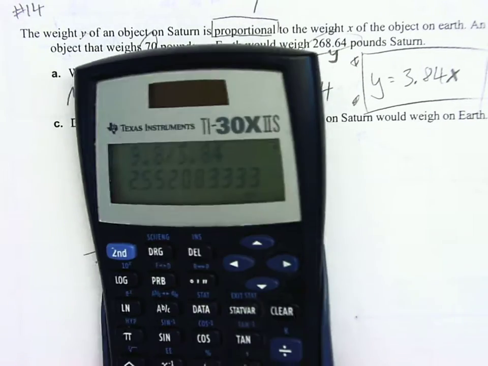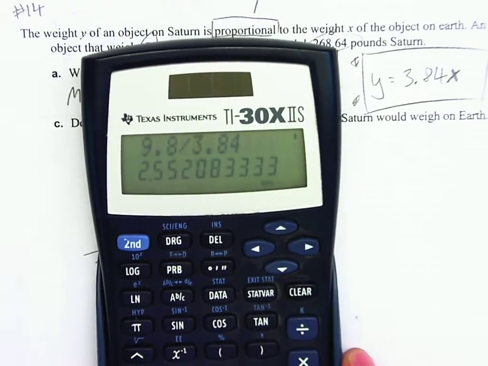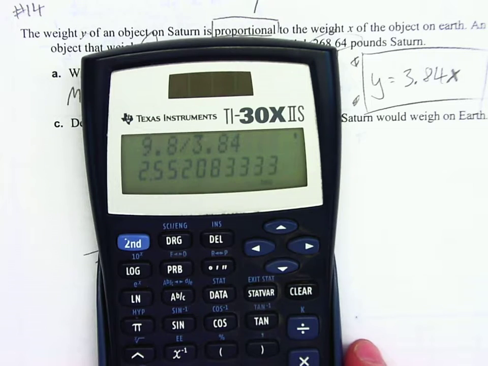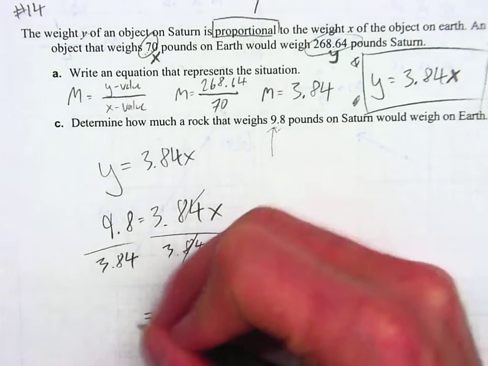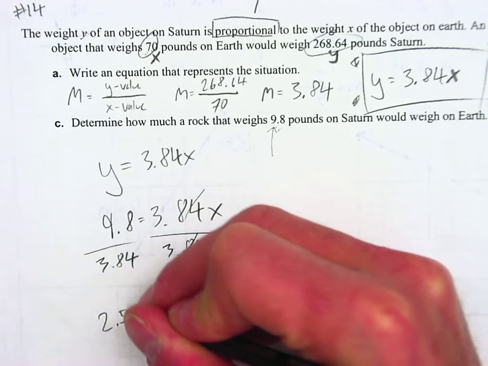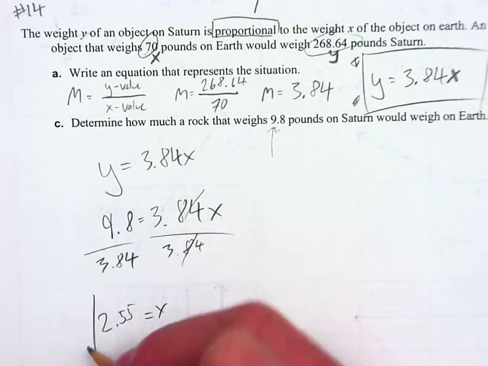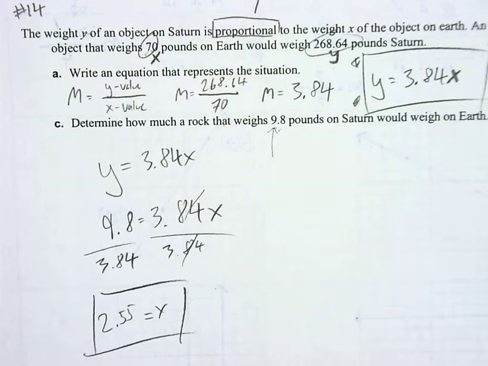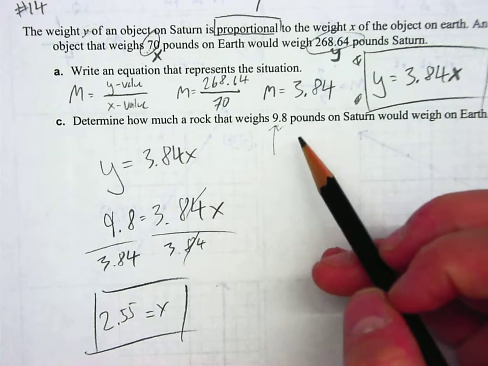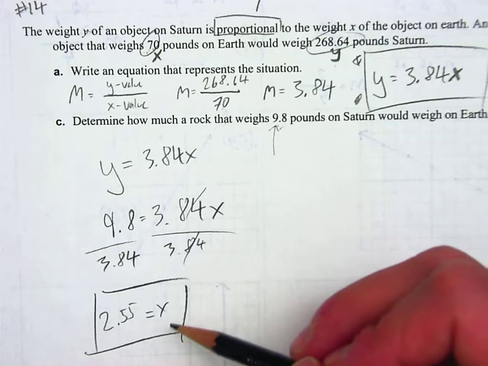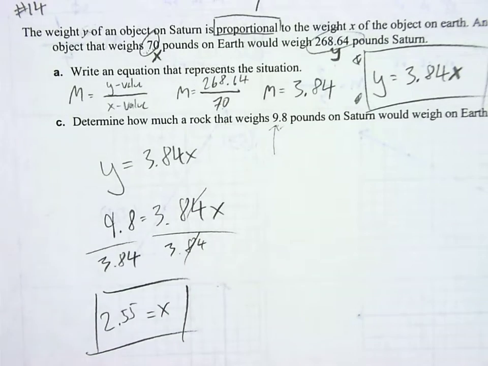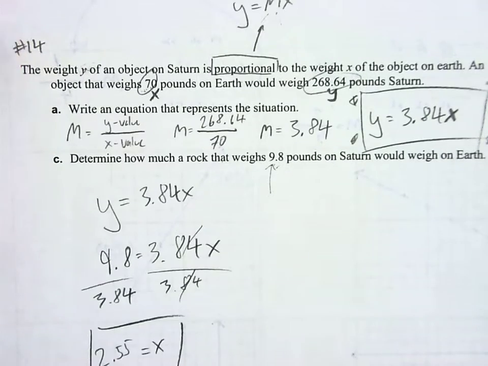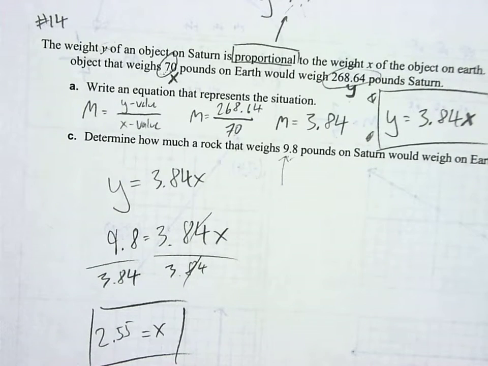And some atrocious decimal again, 2.552. We're going to round this off to 2.55. So x would be equal to 2.55 pounds then. Kind of cool. If an object weighed 9.8 pounds on Saturn, I would know that it's 2.55 pounds on Earth. Alright team, hey, this will help you with number 14. Have fun and happy studies.